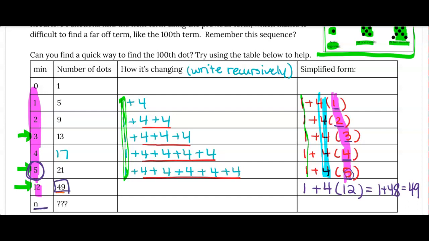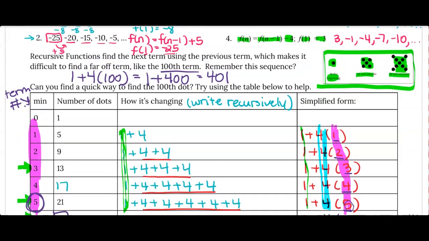So I can write my expression in terms of n as 1 plus 4 times whatever n is, which happens to be, remember, the term number. So if I want to find the 100th term, then I'm going to do 1 plus 4 times 100, which is 1 plus 400, which is 401.